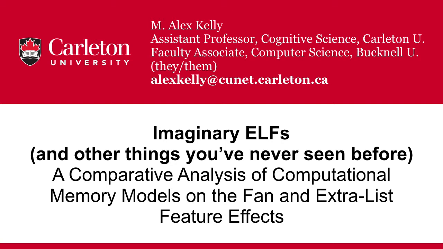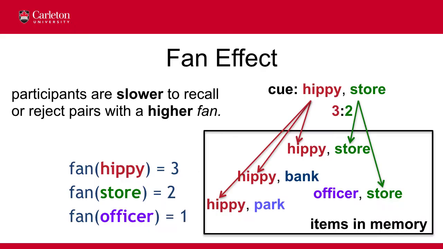Cutting to the heart of the question of how human memory discriminates between things you have seen before and things you haven't are two classic list memory experiments. The first experiment is the fan effect.